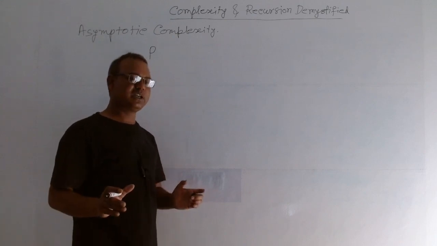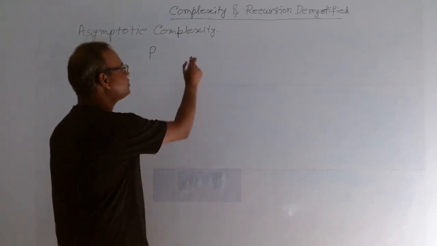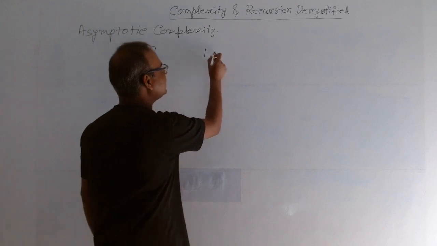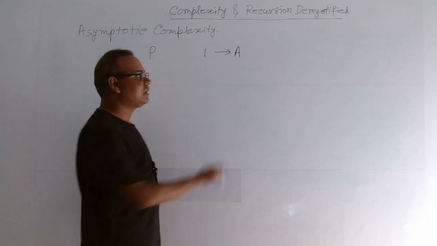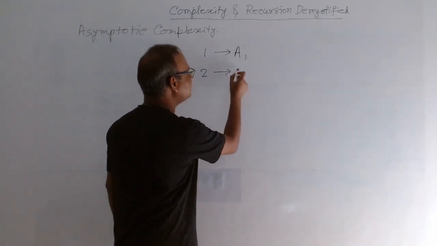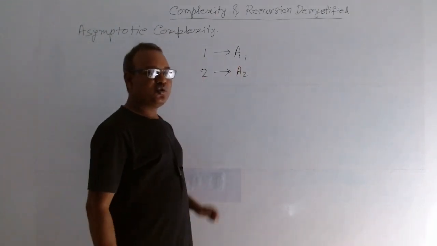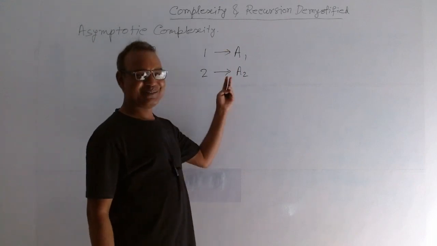The students will write different versions of the program. Let's say the first student has written an algorithm or program, say A1, and the second student has written A2. Who will get more marks? Which algorithm is better?